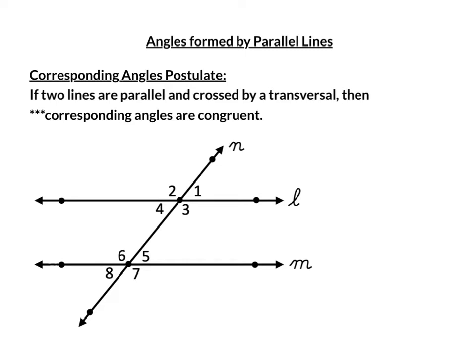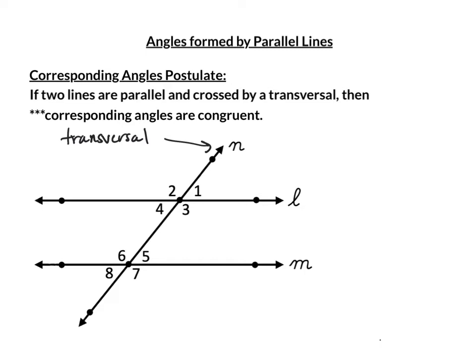Our first theorem is the corresponding angles postulate. Reminder, a postulate is a statement that is assumed. If two lines are parallel and crossed by a transversal, then corresponding angles are congruent. First thing you got to know here is that line N is called a transversal. Transverse means to cross. So a line that crosses other lines is a transversal.